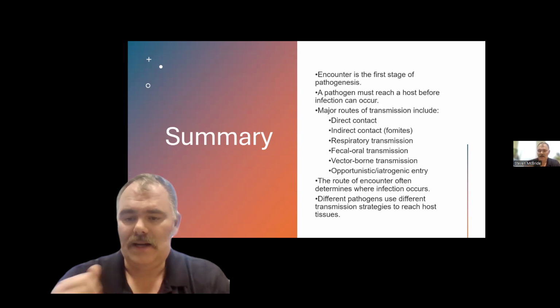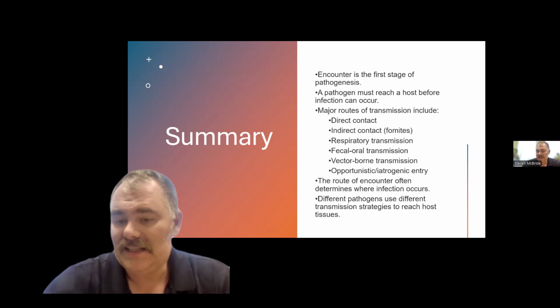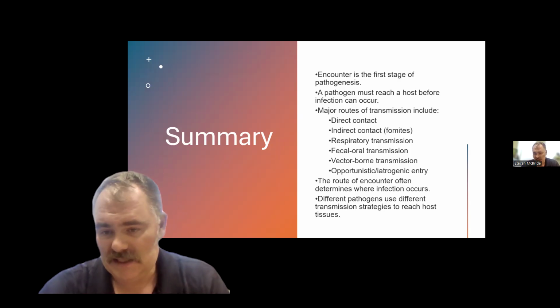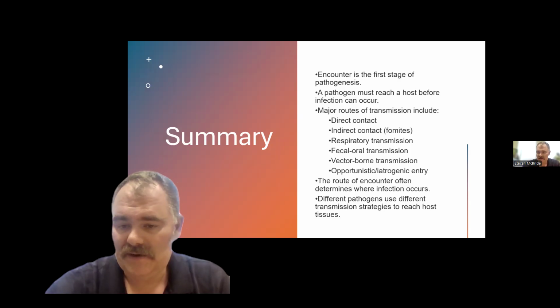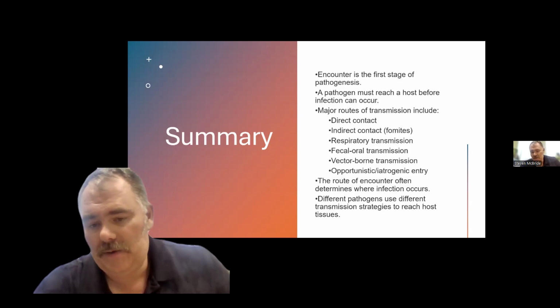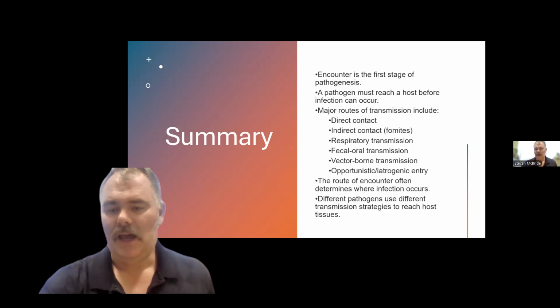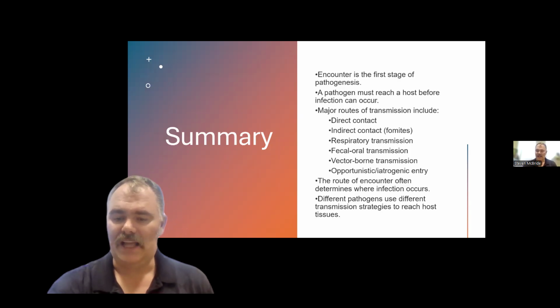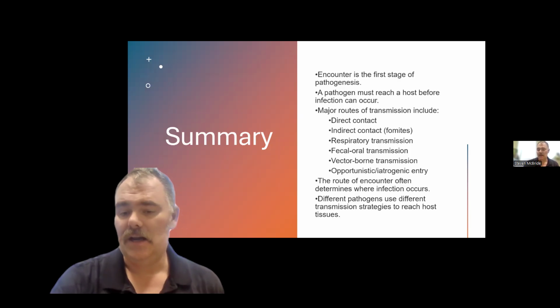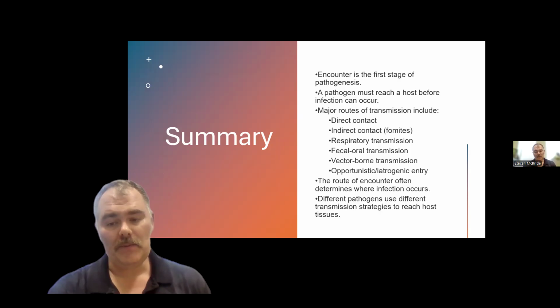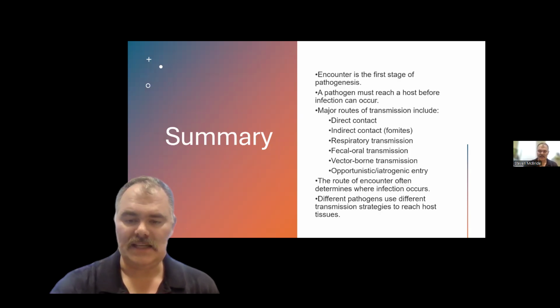We also examined several examples, including UPEC, Neisseria gonorrhea, and Streptococcus pyogenes, and saw how their route of encounter often influences the tissues that become infected and the disease that develops. In our next lecture, we'll move to the next challenge pathogens face, which is adhesion. Once a pathogen reaches host tissue, how does it avoid being removed and establish a successful infection?